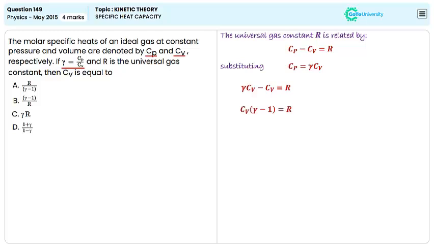Taking Cv as common outside, we get Cv into gamma minus 1 is equal to R. Therefore, Cv is equal to R by gamma minus 1. Therefore, the correct answer is option A, R by gamma minus 1.